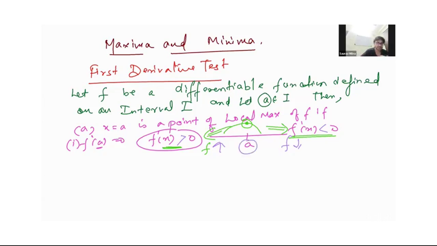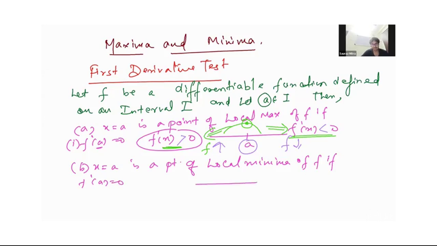Similarly, we can say that x equals a is a point of local minima of f if f dash a is equal to 0. Again we will have that point a as a consideration. Now we can see that our graph goes from this to this, so this is your minimum point. It is decreasing, now again increasing, decreasing, increasing, and then it is increasing.